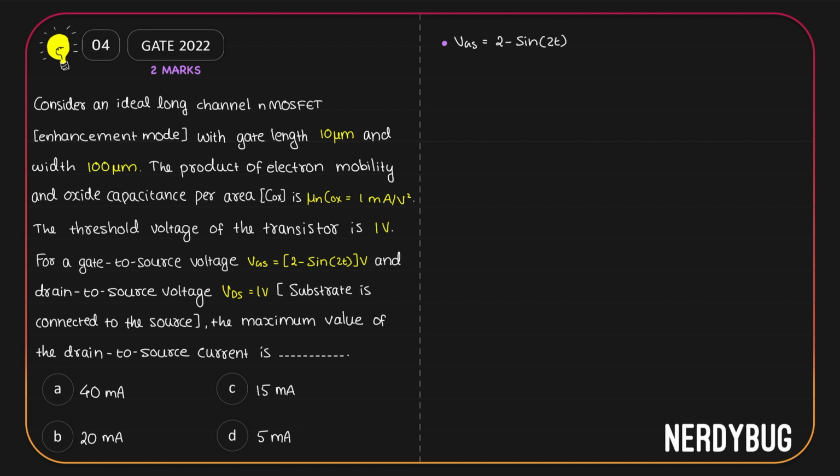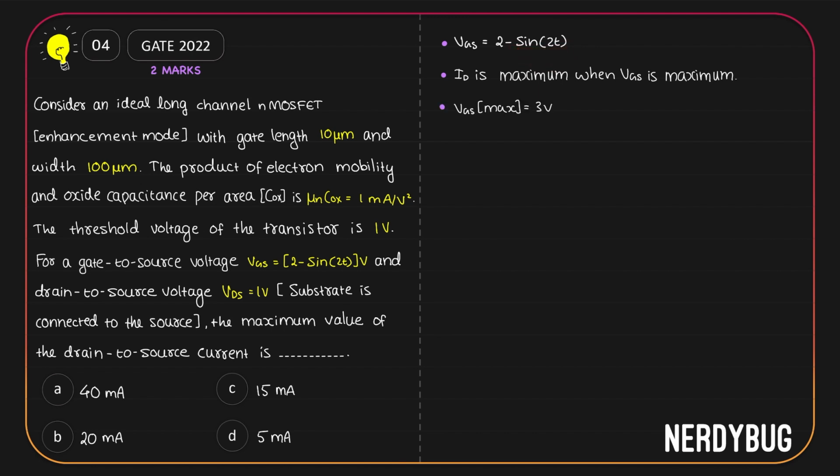It is given that VGS is 2 minus sine of 2t, which means VGS is a sinusoidal voltage with a DC voltage added to it. We know drain current increases with VGS. That means drain current will be maximum when VGS is maximum. Here VGS is 2 minus sine of 2t. It will be maximum when sine of 2t becomes minus 1, making VGS 2 minus minus 1, which is 3 volt.